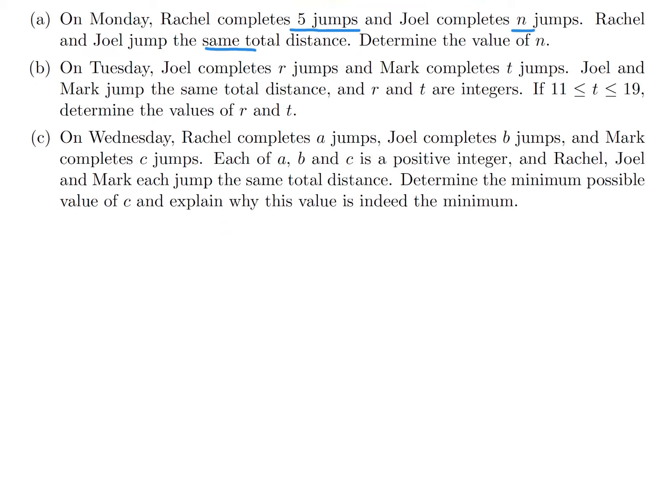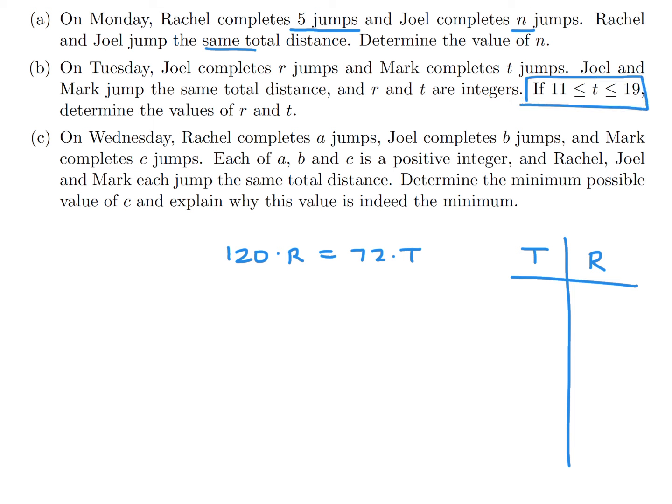On Tuesday, Joel completes R jumps, Mark completes T jumps. Joel and Mark jump the same total distance, and R and T are integers where T is between 11 and 19 inclusive. Determine the values of R and T. So again, 120 times R is going to be equal to 72 times T. So we are basically looking for integer solutions to this. Let's just make a table and see what happens. The good news is that we are given a set of parameters, so we don't have to try forever.